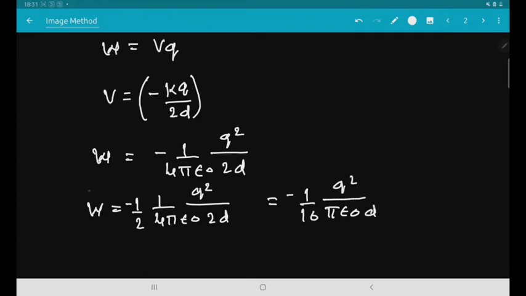This will be the actual work done to bring the charge. Remember that we calculate the potential and multiply it with the charge, but also multiply it with 1/2 because the image charge actually does not exist. Okay, let us look at the next question.